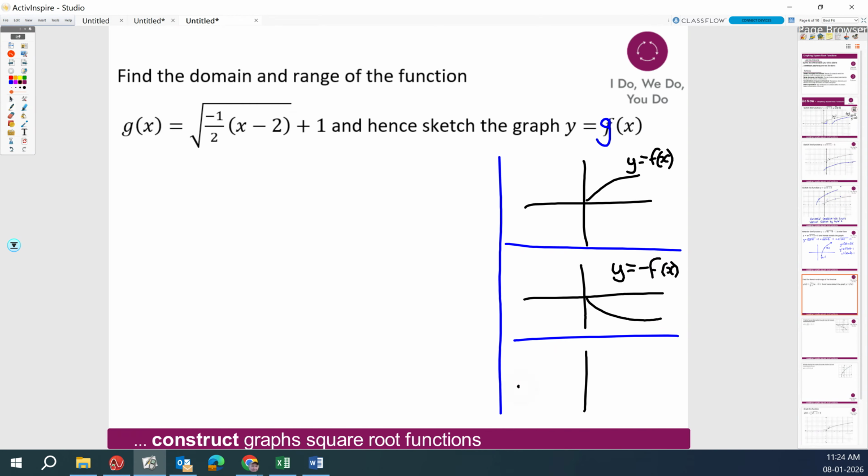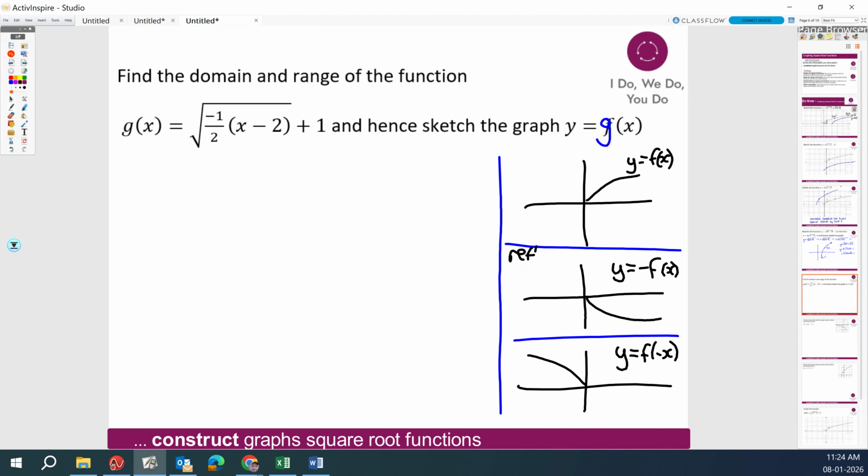Or we can get a horizontal reflection. So I think it was minus x. This is y equals f of minus x. So if the negative's on the outside, we get a vertical reflection in the x-axis. If the negative sign is inside the bracket, we get a horizontal reflection in the y-axis.